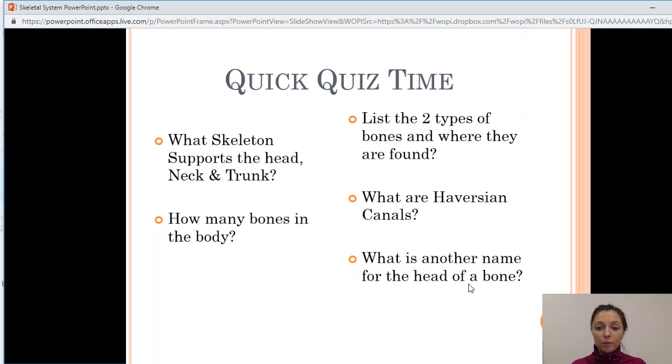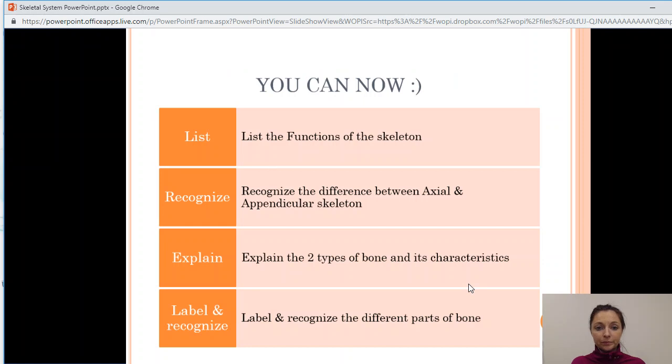What is another name for the head of a bone? We just spoke about that a while ago. I'm not going to say it. You should know this. Okay, I'll tell you. It's the epiphysis. So the top of the bone or the head of the bone. Okay, easy, easy, easy. So now you can list the functions of the skeleton, recognize the difference between the axial and the appendicular skeleton, explain the two types of bones and its characteristics and also where they're found, and label and recognize the different parts of bone if there was an image of a bone put in front of you.